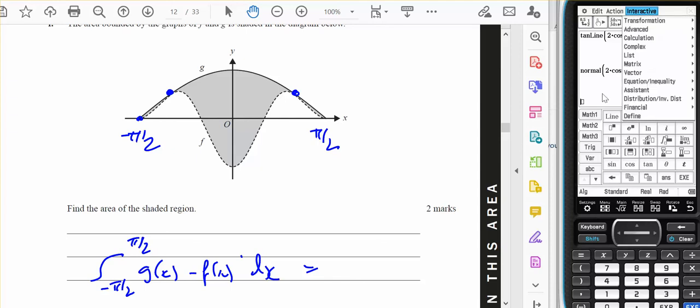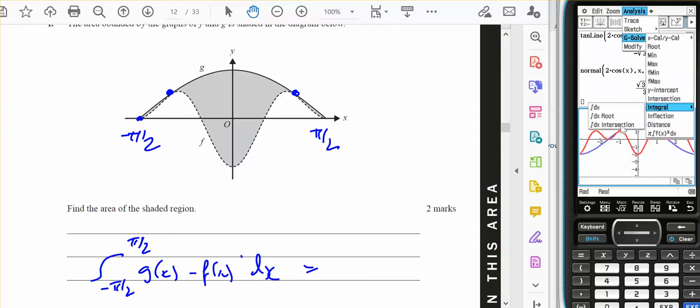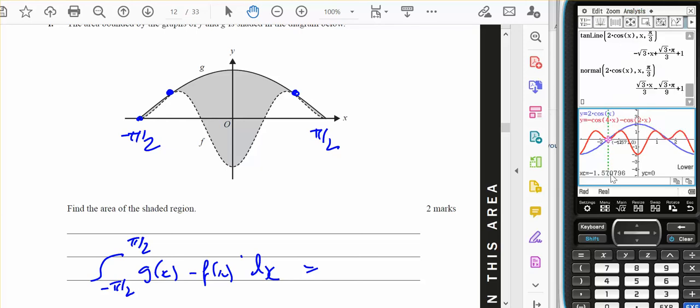So if I go to my graph, and maybe zoom out, now I go analysis, G-solve, integral from intersections. Pi on 2, that's my first intersection, across to this one, and colored in the area, and I get an area of 4.